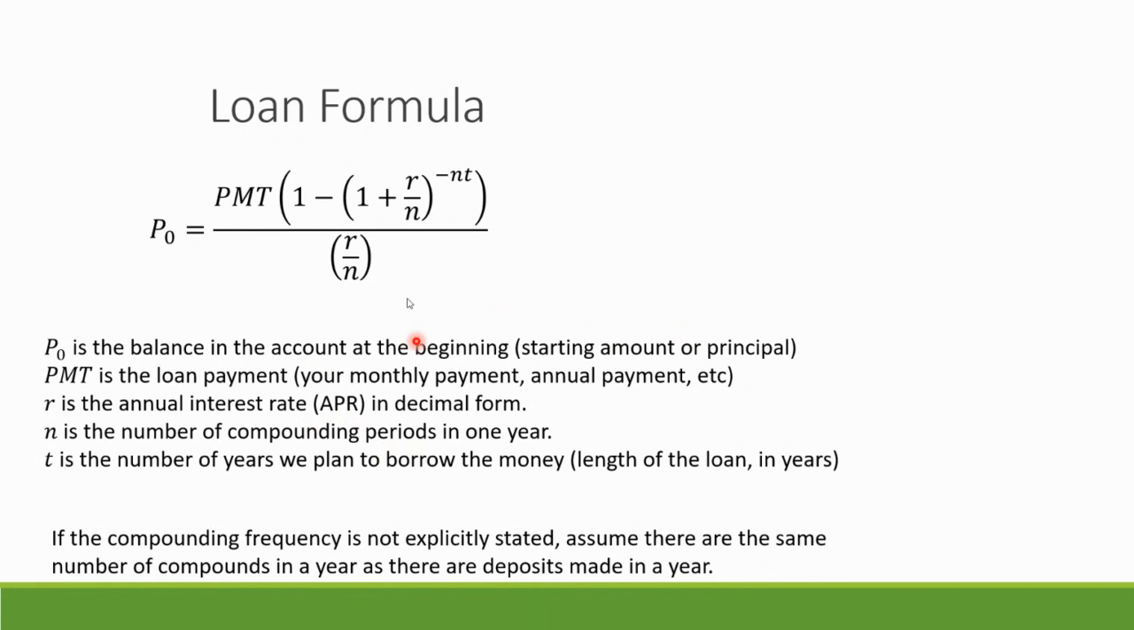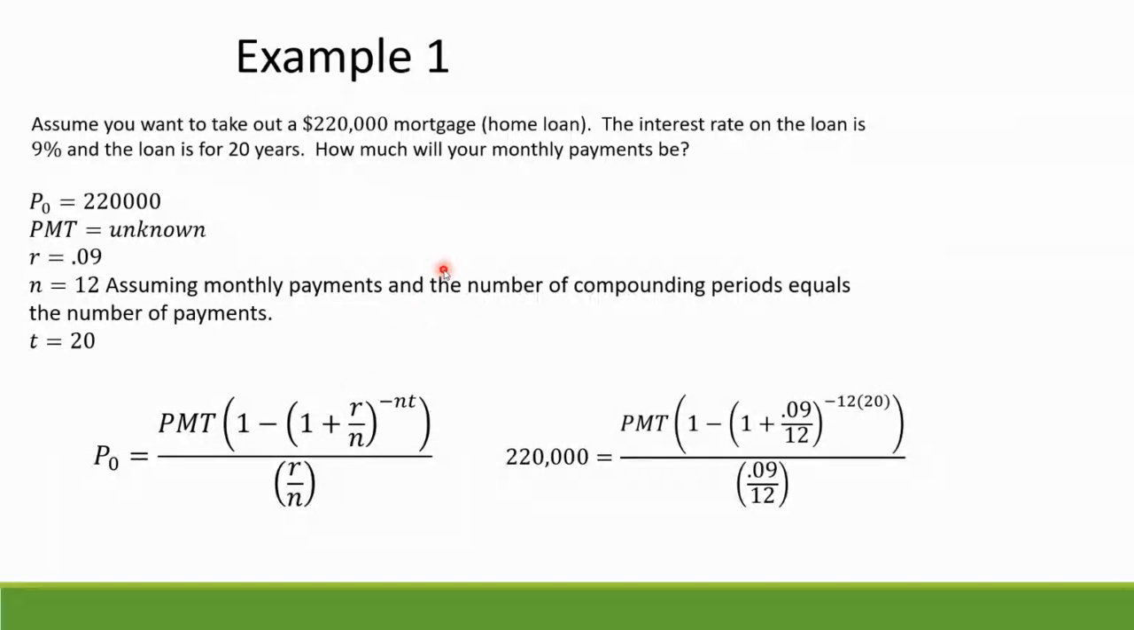And again, this is just a reminder. I presented this before, so I don't want to spend too much time on this. It's in the notes already. If the compounding frequency is not listed explicitly, we will assume that the number of compounding periods equals how often we make a payment. Monthly payments are compounded monthly, hence there are 12 compounding periods in a year, and so on.